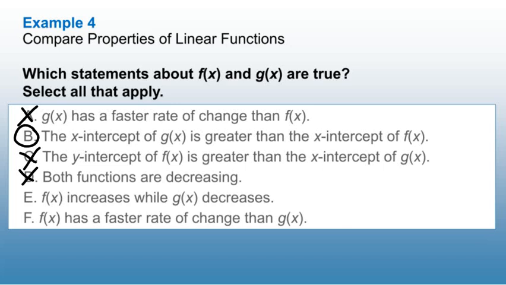E, f of x increases while g of x decreases. So f of x, the red line was going up, the blue line was going down, so E would be correct. And then letter F, f of x has a faster rate of change than g of x, which is true. That's just the opposite of what letter A is saying, and that's what we found. F of x was 2, g of x was 1/2.